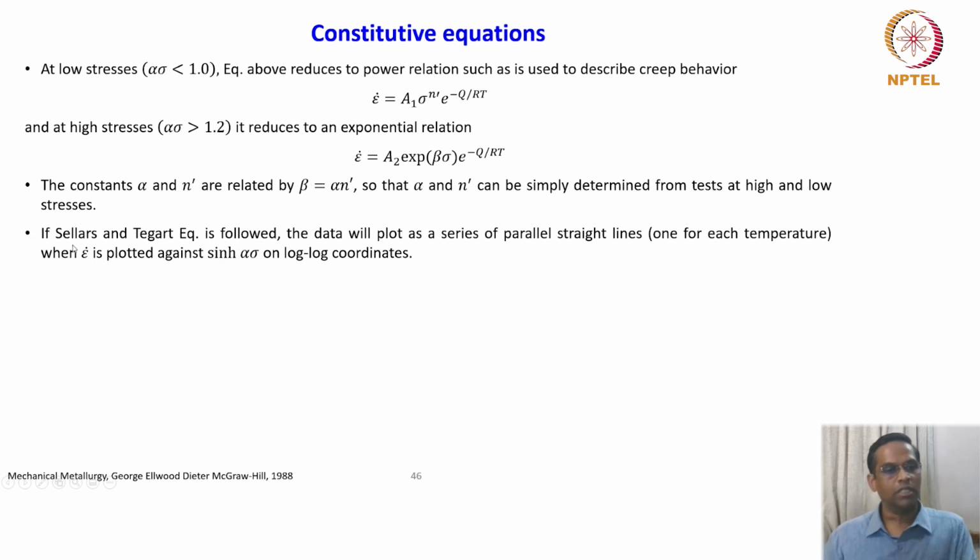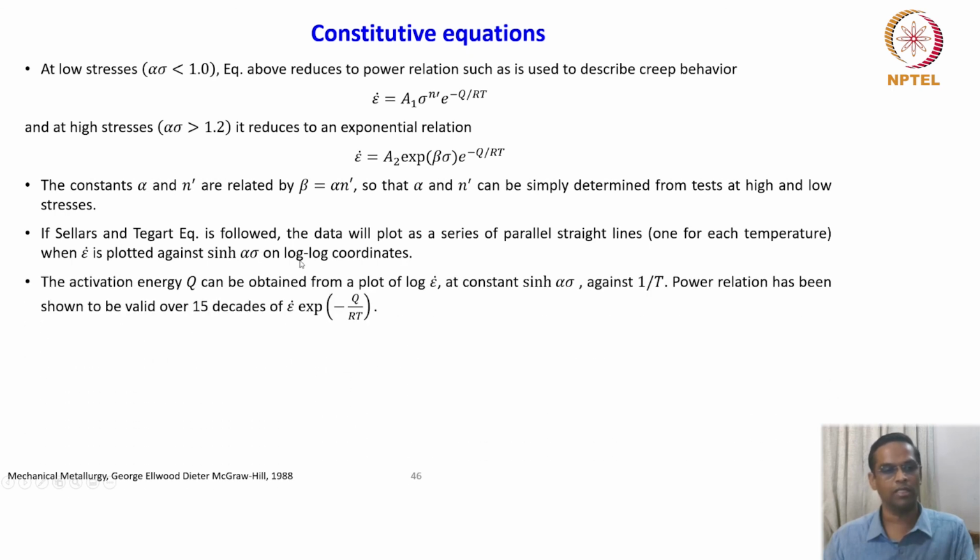So if you follow this Sellers and Tegart equation shown in the previous slides, the data will plot as a series of parallel straight lines, one for each temperature, when epsilon dot is plotted against sine hyperbolic alpha sigma on log coordinates. The activation energy Q can be obtained from a plot of log epsilon dot at constant sine hyperbolic alpha sigma against 1 by T. The power relation has been shown to be valid over 15 decades of epsilon dot into exponential minus Q by RT.